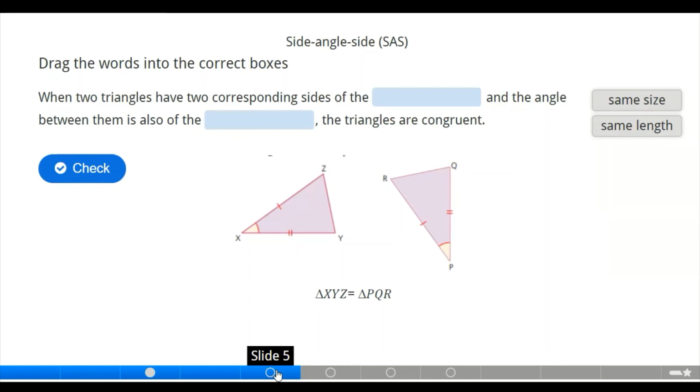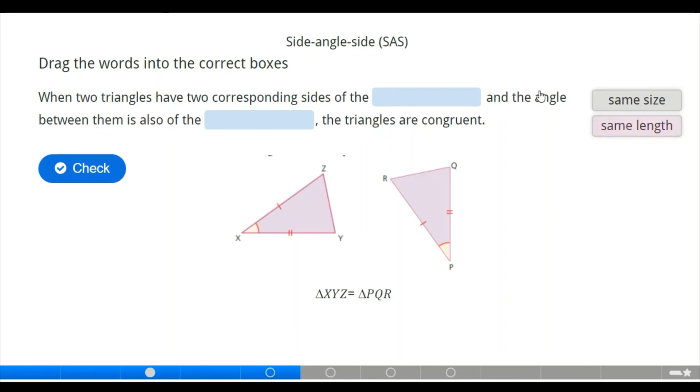Now what happens for triangles to be side angle side and to be congruent in nature? When two triangles have two corresponding sides of the same length and the angle between them is also of the same size, then the triangles are said to be congruent. So if you have two triangles, let's assume the first side is 6 centimeters and the other side is also 6 centimeters, and the angle between them is also the same. That is, if you have 60 degrees in one triangle, then you have 60 degrees in the other. That type of triangles is congruent in nature.